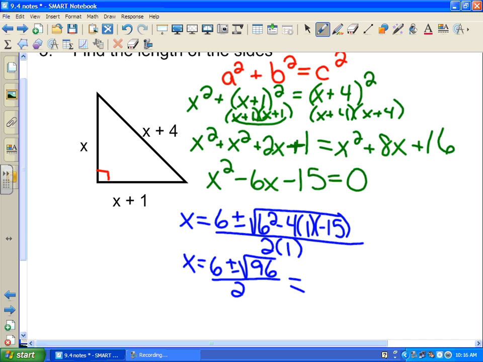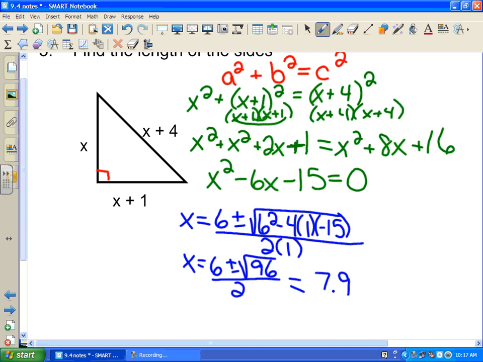So, the first answer, you have 6 plus whatever. I don't have my calculator with me. What's the square root of 96? It's 9.75, so 9.8. So 6 plus 9.8 is 15.8. And then divide that by 2, so we will get 7.9.